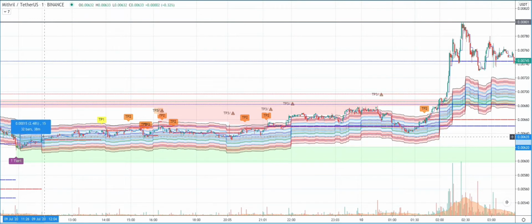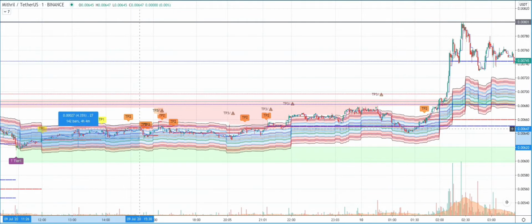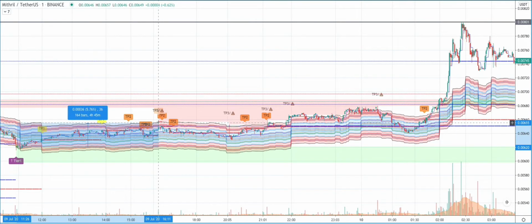We very quickly got over 1.25% within 11 minutes. Within 1 hour and 44 minutes, we were at 4.15%. We had no drawdown whatsoever so far on this one. Then 4.48%. Let's see where this little wick got us to. 5.76% in 4 hours.